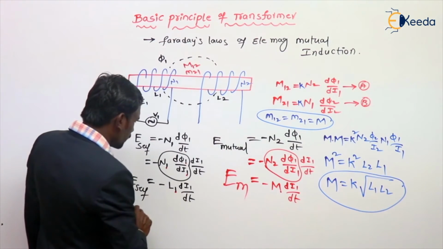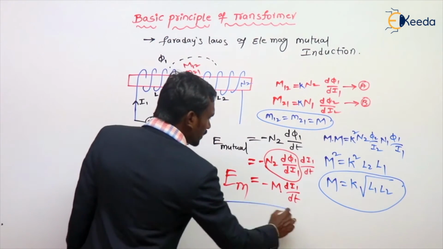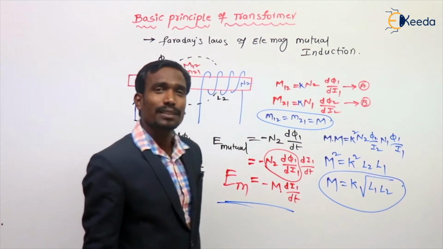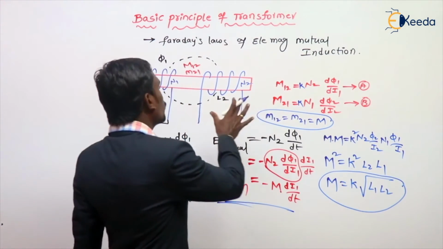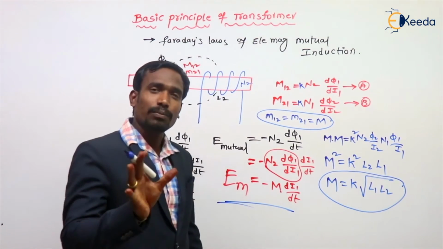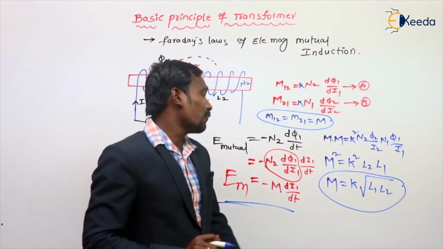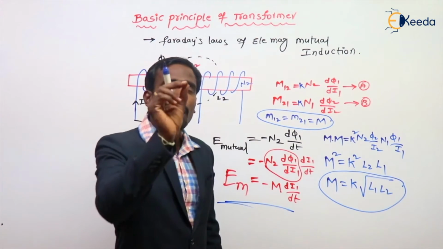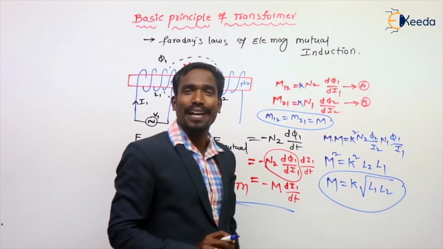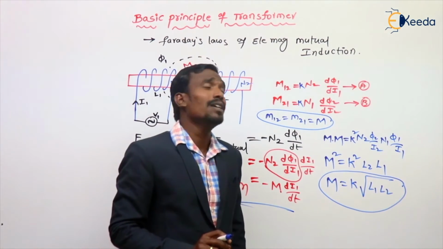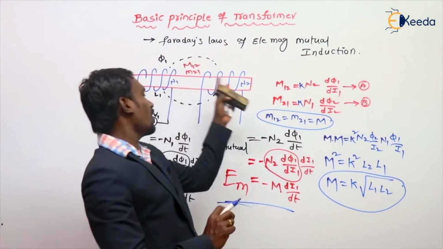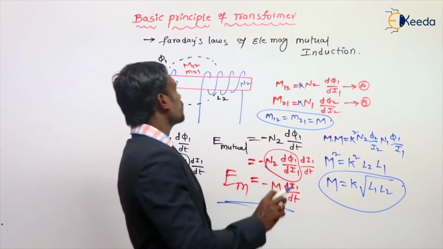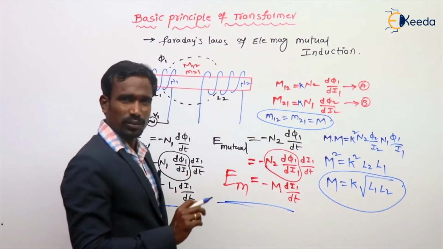So, what is mutual inductance and what is self-inductance? What is mutual induced EMF and what is self-induced EMF? You have to understand from this diagram, from this derivation. Of course, you know that the mutual inductance M is equal to coupling factor K multiplied with the square root of self-inductance of the first coil and self-inductance of the second coil. This is simply what is mutual induction.